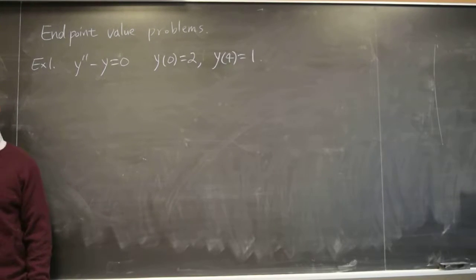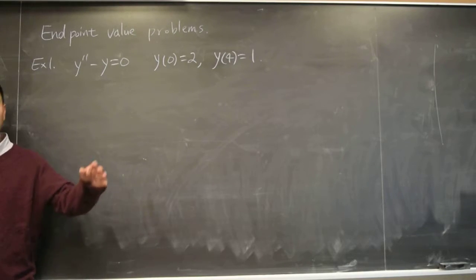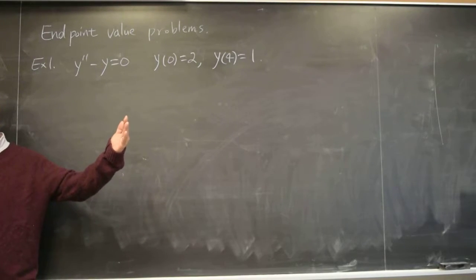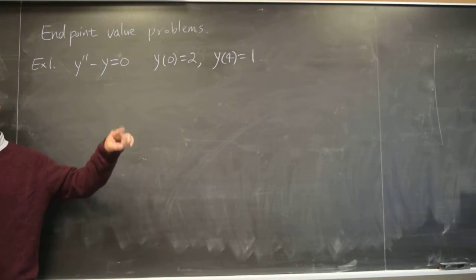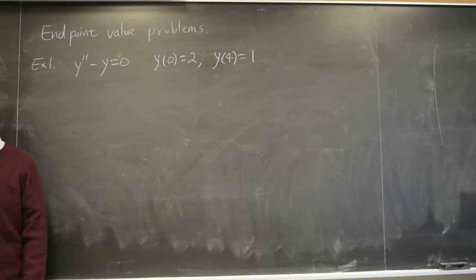Such a question is called an endpoint value problem because you're thinking of a function that's defined from 0 to 4. And at the endpoints, you're giving some conditions, and you want to find such a function.